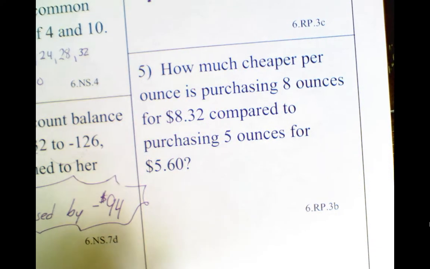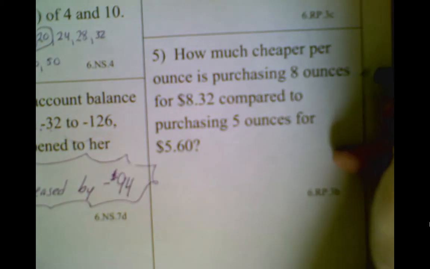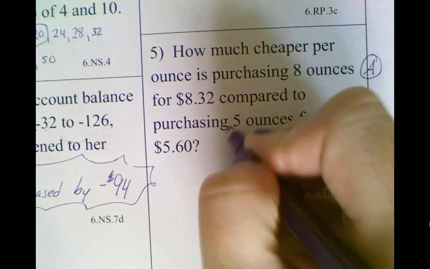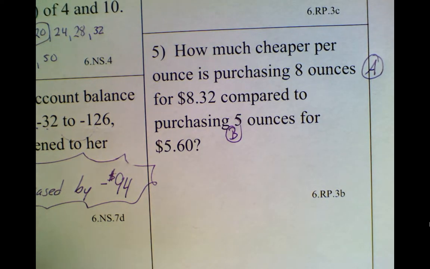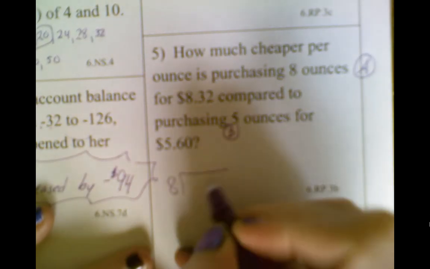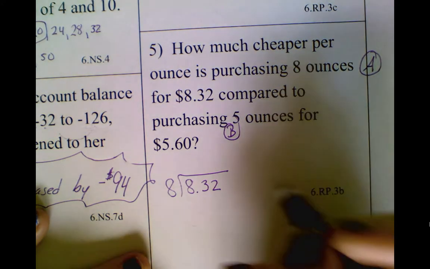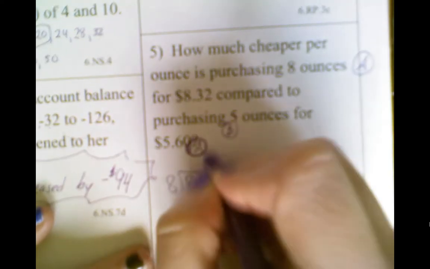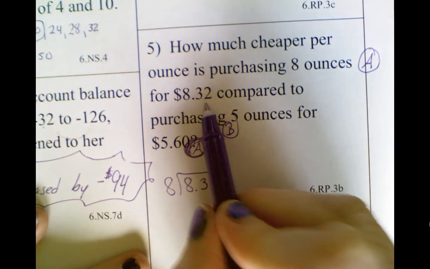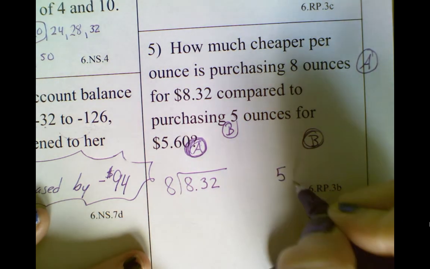Okay, we're going to skip number 4 and we're going to go on to number 5. We're technically finding their unit rate for how much cheaper 2 different items are. We'll say this is item A, this is item B. So we have to find out how much cheaper per ounce is purchasing 8 ounces for $8.32 compared to purchasing 5 ounces for $5.60. So we're going to have to find the unit rate. So how much it is for 1 ounce if we buy 8 ounces at, this is A, 8 ounces for $8.32, and then 5 ounces for $5.60.